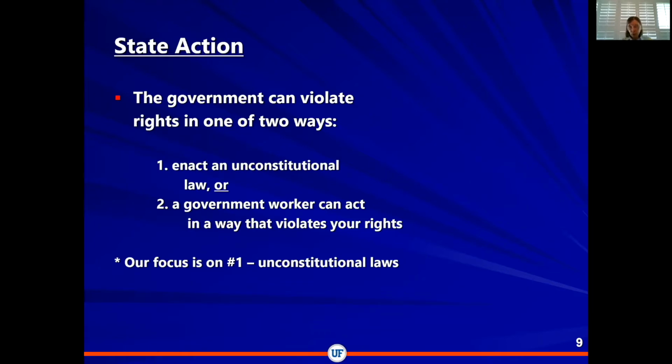When state employees are on the job, when I am in the classroom at the University of Florida, I am a state actor, I am held to constitutional standards. But that is a whole different lesson. That's not what we're talking about today. We're talking about laws then.